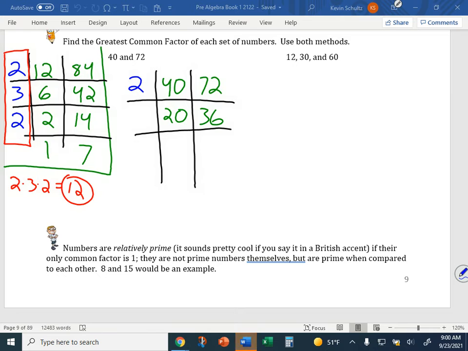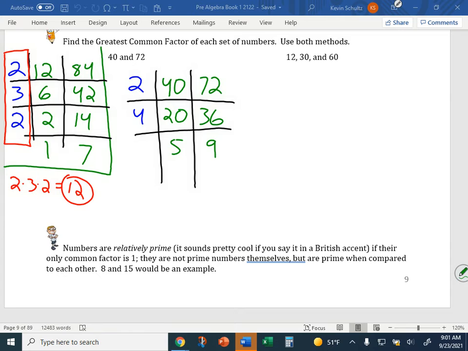Now what? Ooh, 4. Okay, 20 divided by 4 is 5. 36 divided by 4 is 9. So whatever number you're putting in the left, this first column here, you are dividing by that number with what you have in green there, what you have in the main chart.